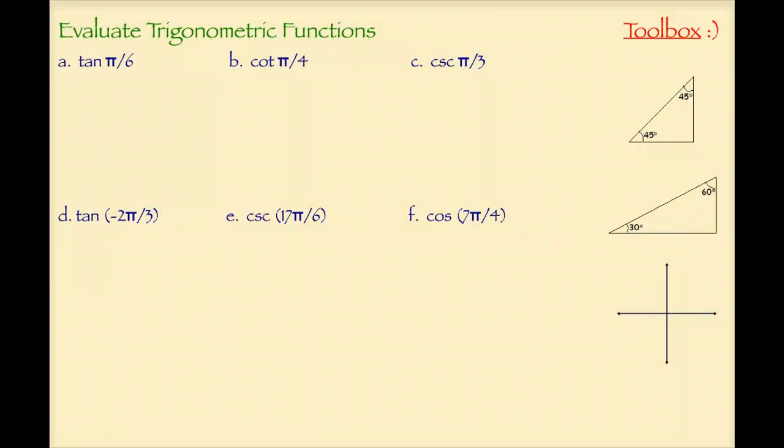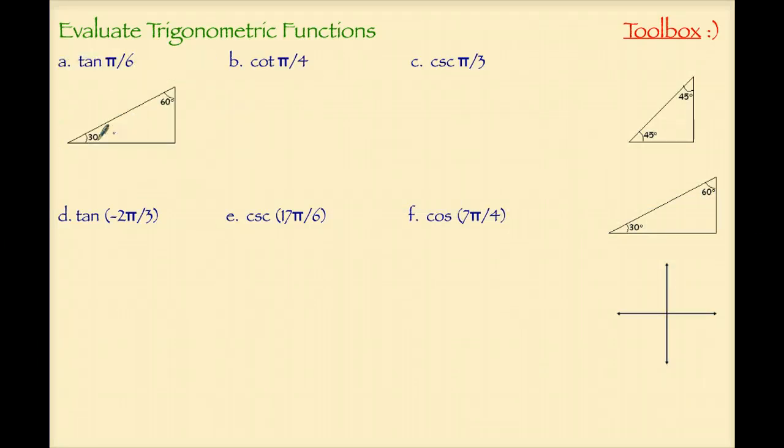So let's practice evaluating trigonometric functions, starting with getting used to dealing with radians rather than degrees. Pi over 6 is what in degrees? Remember that pi is 180, so 180 divided by 6 means that pi over 6 is the 30-degree angle. Well, I'm going to go over here and use this tool, which is a 30, 60, 90 triangle to assist me in evaluating this trigonometric function.